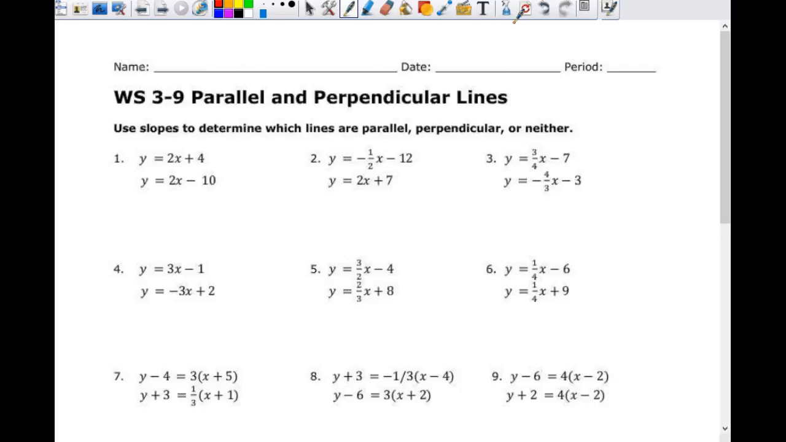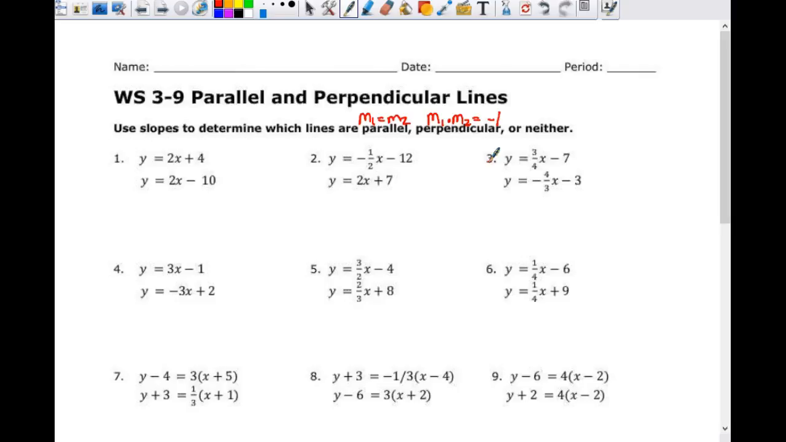Okay, so today we're going to learn to determine which lines are parallel, perpendicular, or neither. If two lines are parallel, their slopes are equal to each other. So you could easily write this like this: M1 is equal to M2. The slope of the first equation is equal to the slope of the second equation. Perpendicular: M1 times M2 is equal to what? Negative 1. And then neither is when neither of these is the case.